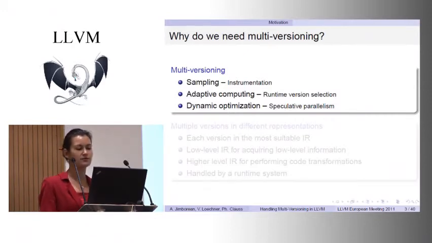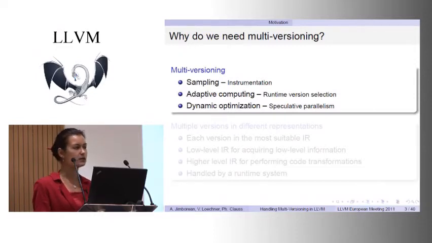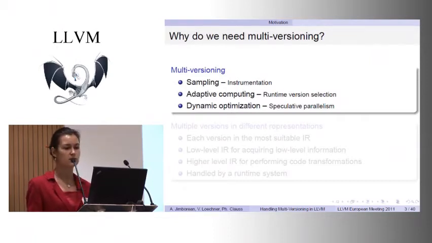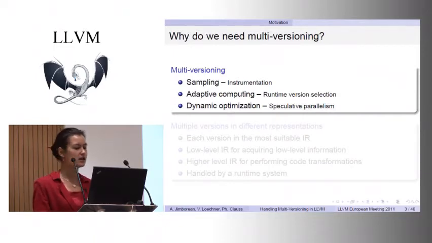Another solution would be runtime version selection. That's in the field of adaptive computing. If you want to adapt at runtime to the execution context, you need to know which version you want to execute. So you need to have several versions prepared in advance. And finally, we can use this for any dynamic optimizations. Let's take, for instance, speculative parallelism, where again we can use the multiversioning approach.